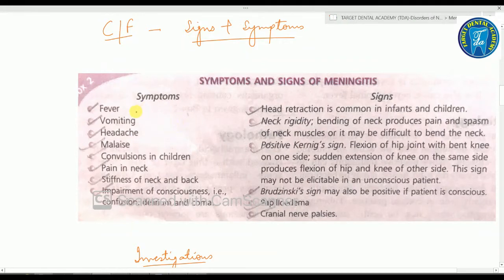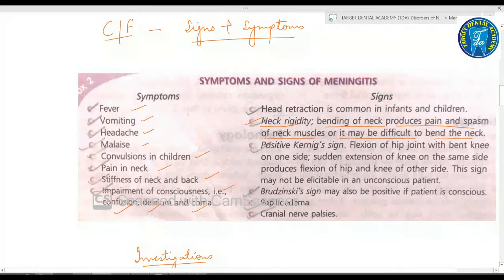So the symptoms are fever, vomiting, headache, malaise, convulsions in the children, pain in neck, stiffness of neck and back, that is impairment of consciousness, confusion, delirium and coma. Fine. And the signs are the head retraction. It is common in infants and in children. Next is the neck rigidity. Bending of the neck produces pain and spasm of the neck muscle, or it may be difficult to bend the neck.